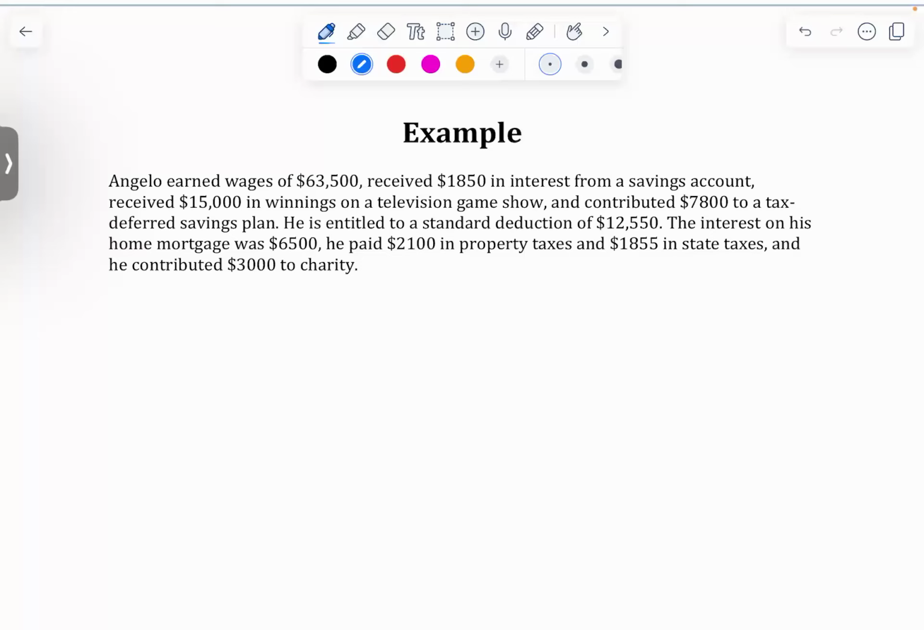So, Angelo earned wages of $63,500 and received $1,850 interest from a savings account and went on a game show and won $15,000. Contributed, and then other stuff. So let's start with gross income.